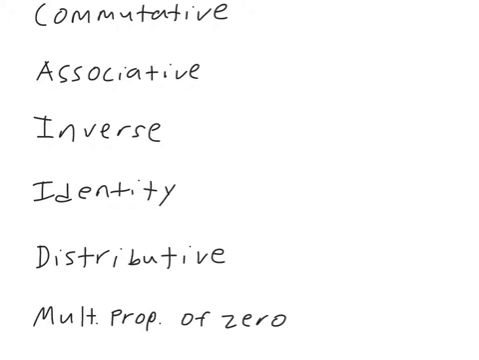Alright, so a quick review on the properties that we've already talked about. So first, the commutative property. Remember, there were two of those, the one of addition and one of multiplication. So the addition one says A plus B equals B plus A. Order doesn't matter. And the multiplication one says pretty much the same thing. A times B is equal to B times A.